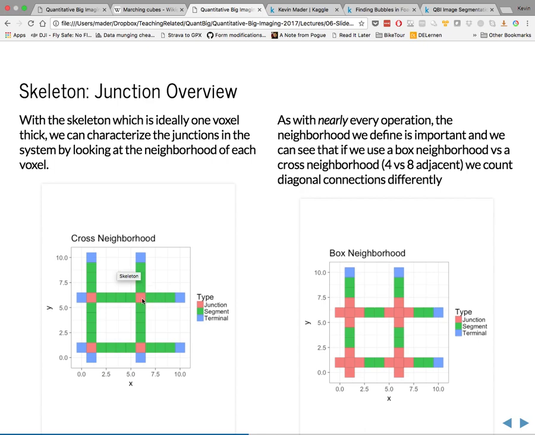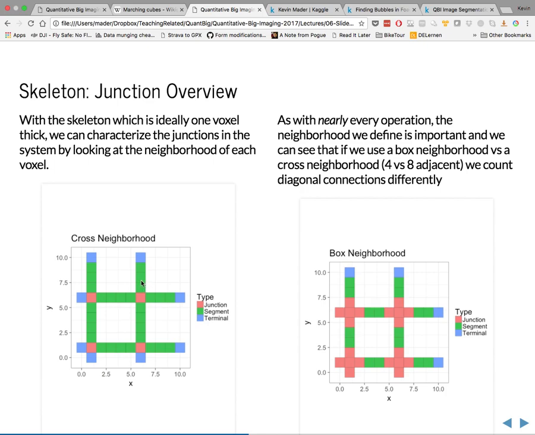And so here, when you go through this grid, if you use the cross neighborhood, so one above, one below, one to the left, one to the right, then you can do this junction labeling by just counting how many neighbors each one of these objects has. And so here you see that there are more than 2 neighbors, and so you keep that. Here there's only 1 neighbor, and so it's a terminal. Here there are 2 neighbors above and below, and so you call this a segment.